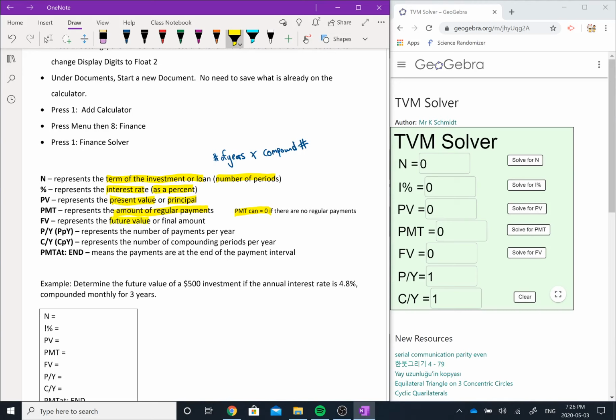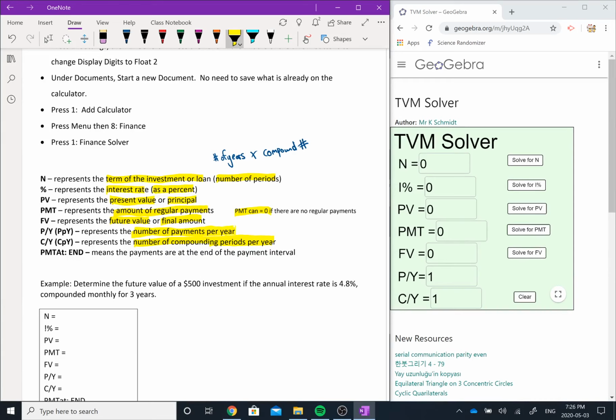FV represents the future value or the final amount. Again, more straightforward. PY is the number of payments per year, and CY is the number of compounding periods per year. In the cases of this, the PY and the CY will be equal, or the same number.